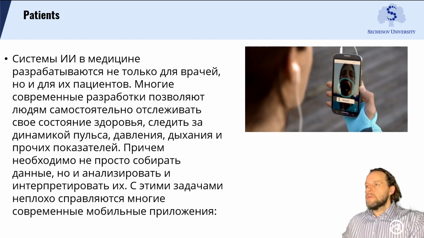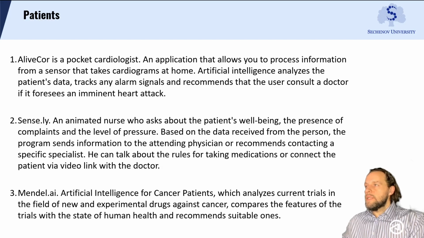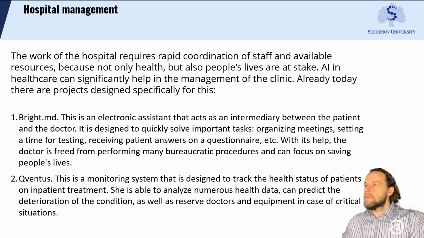Currently, for patients, we have a lot of applications related to mobile devices and mobile applications. There are solutions to take cardiograms at home, and they have artificial intelligence tools under the hood also. There are tools for well-being control of the patients, and in more complicated cases, there are tools used by cancer patients to find trials for a certain type of cancer, so they will recommend if this person is able to apply for this trial.